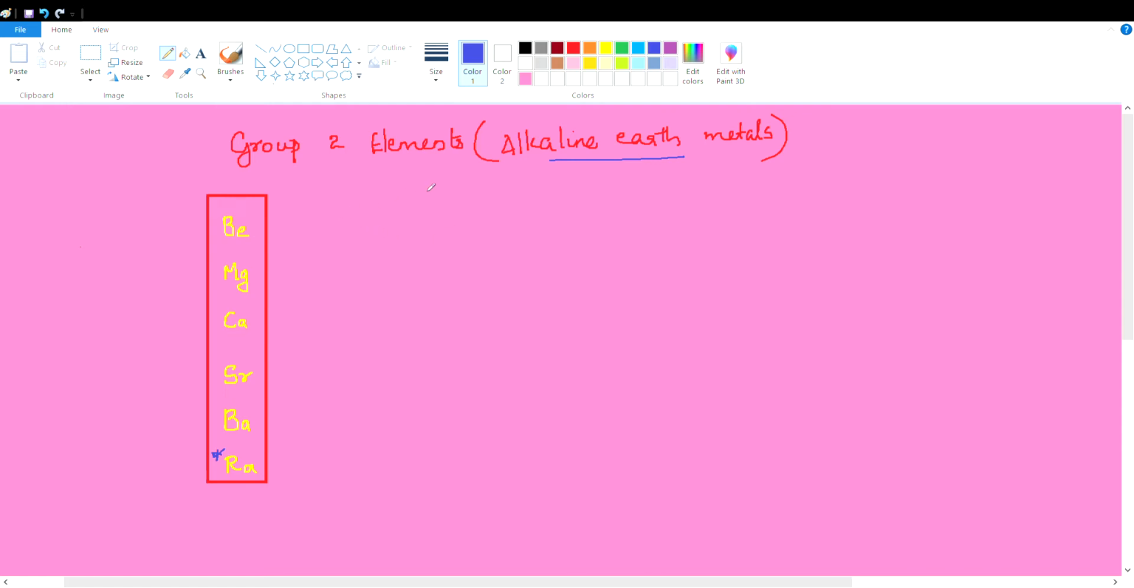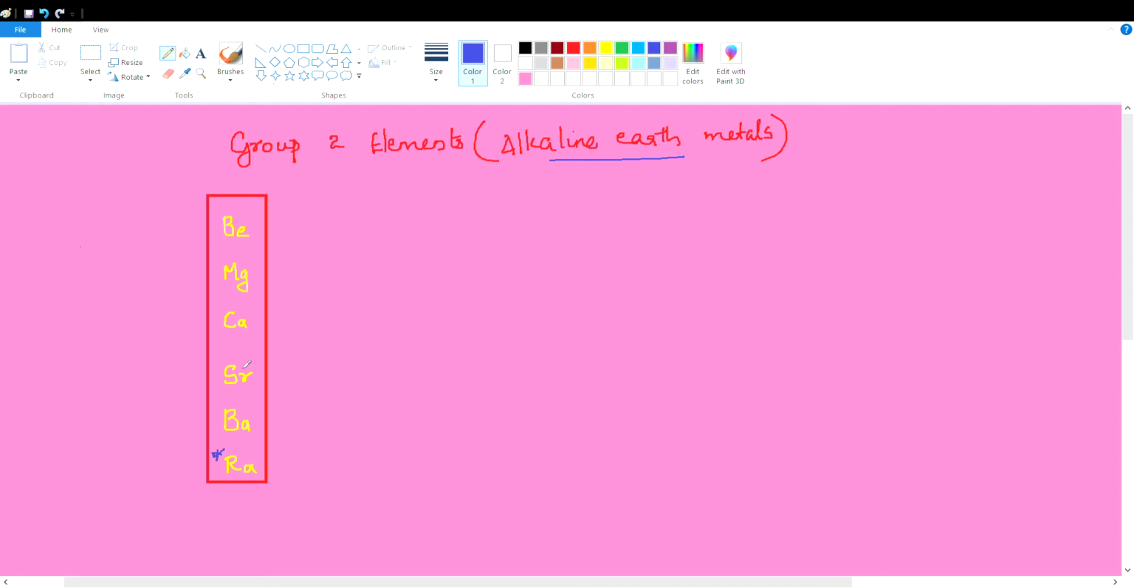Group 2 elements, alkaline earth metals. Group 2 consists of beryllium, magnesium, calcium, strontium, barium and radium. Radium is radioactive. Beryllium is the first member, hence group 2 is also known as the beryllium family.